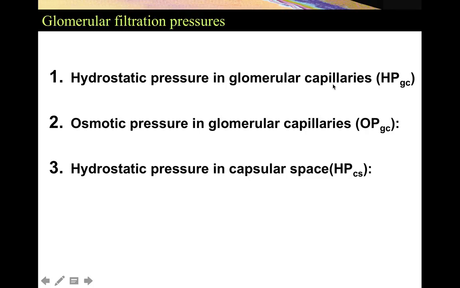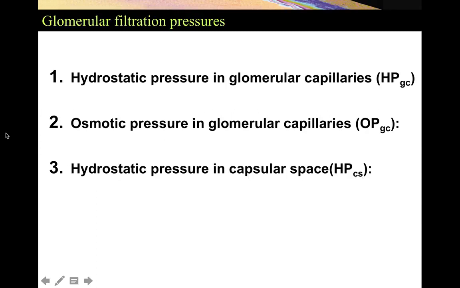And then as you push fluid out into the PCT and into the Bowman capsule, you're also going to have fluid in there, so that fluid is also going to push back. That would be referred to as the hydrostatic pressure in the capsular space, which is basically the space around the glomerulus. So we call that HPCS.